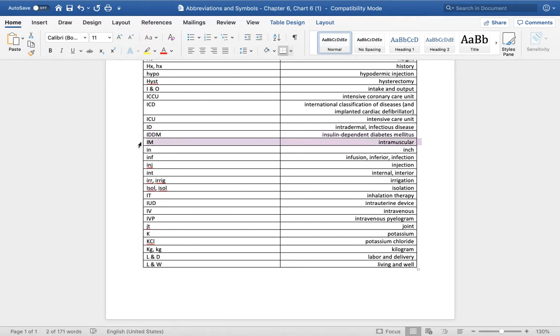All right, so we'll move on to IM. This is intramuscular. This generally refers to a shot that we give that goes straight into a muscle. So whenever you get a shot in your arm, a shot in your thigh, a shot in your rear, those are considered IM shots, intramuscular.